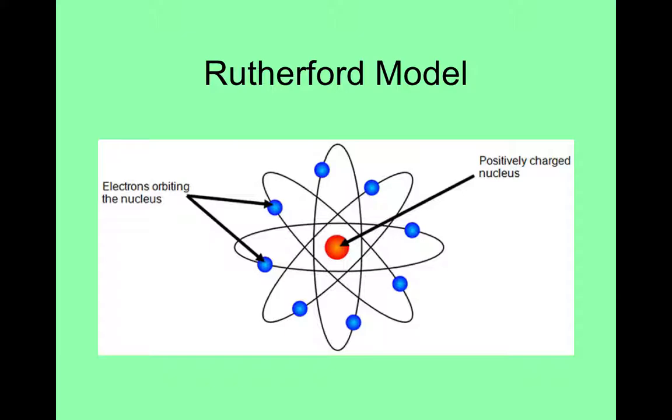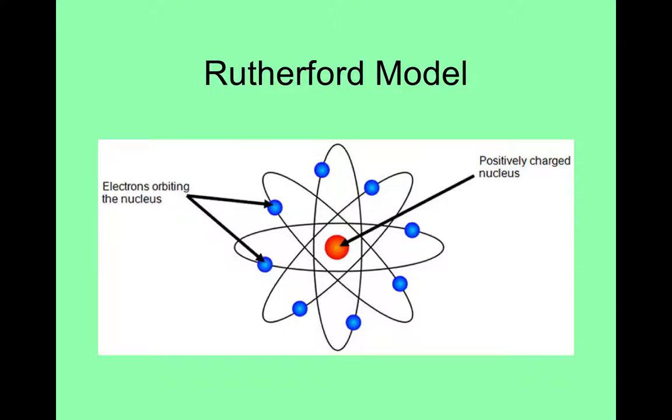We have a positively charged nucleus at the center. The electrons are orbiting, and of course this is not to scale. The nucleus is in reality much smaller. It would be almost impossible to see on this graphic. The electrons would be smaller. The atom is mostly empty space.